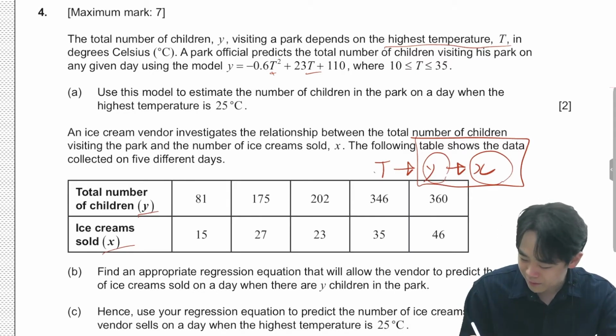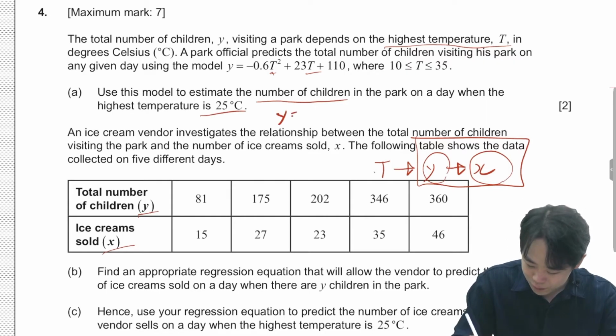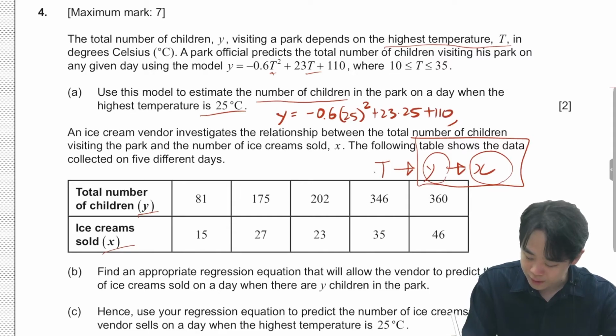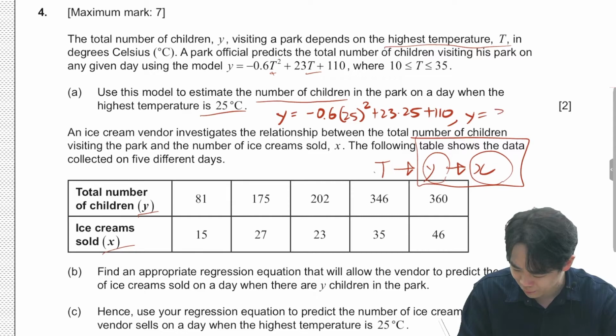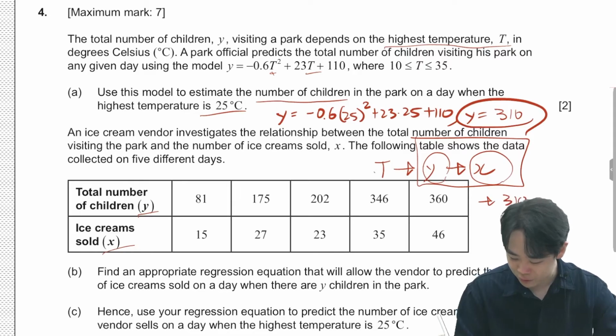Use this model to find the estimated number of children in the park when t is 25. So for the first part, you just substitute in t equals 25. So 0.6 times 25 squared plus 23 times 25 plus 110. That's going to give the number of children we have. You just put that on your calculator. We should get roughly 310 children.